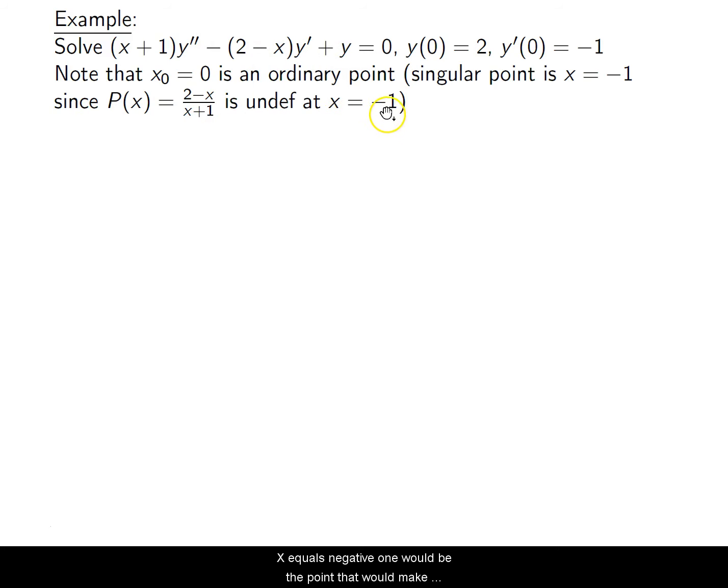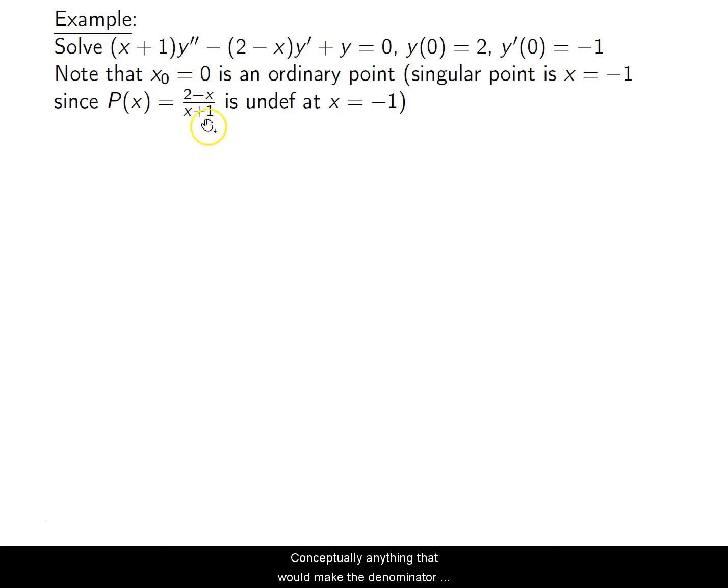X equals -1 would be the point that would make this undefined, and so that would be my singular point. Okay, so ordinary points and singular points are actually very easy to understand. I know our definition was very long-winded and very mathematical, but that is the definition of ordinary and singular.